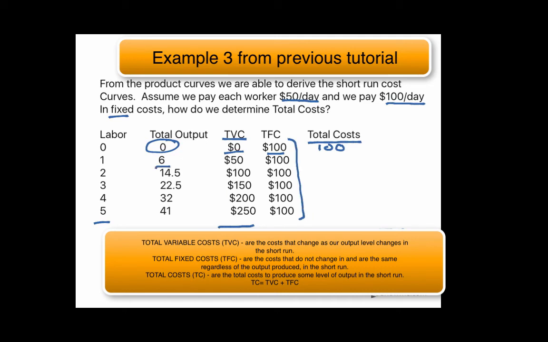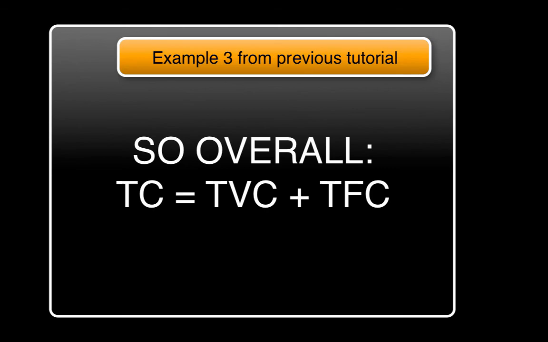Continuing with the math, when we're producing 6 with 1 laborer, that means we have variable costs of 50 and fixed costs of 100, 150, moving down, 200, 250, 300, and 350. So it's very simple. We're just adding the total fixed cost, which we determined to be 100 from the problem, and our total variable cost, which we determined when we were multiplying labor by our wage rate.